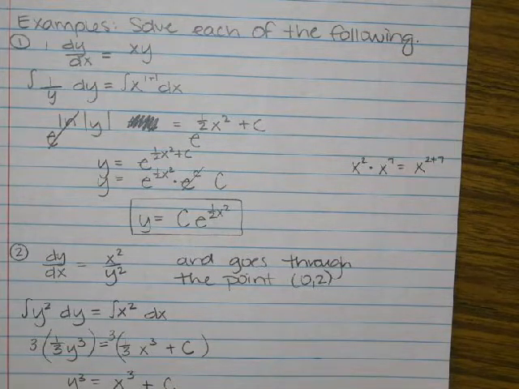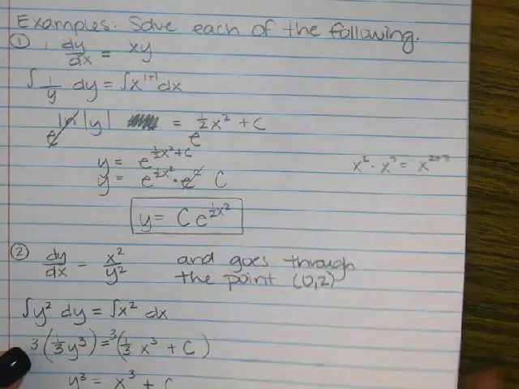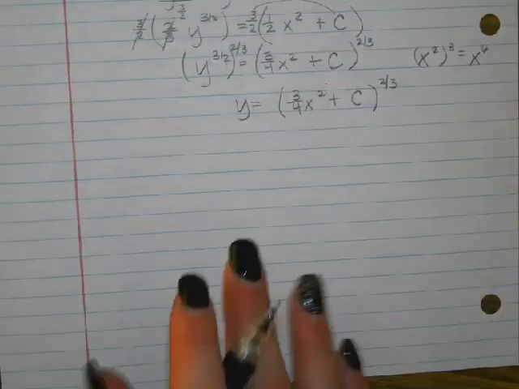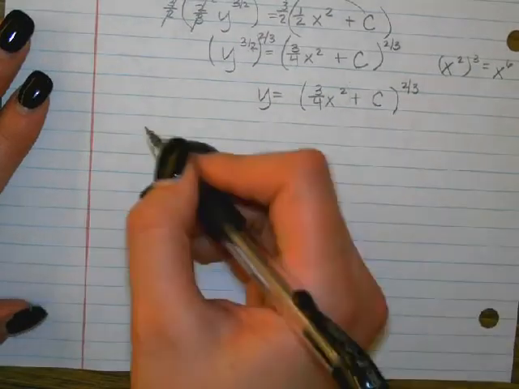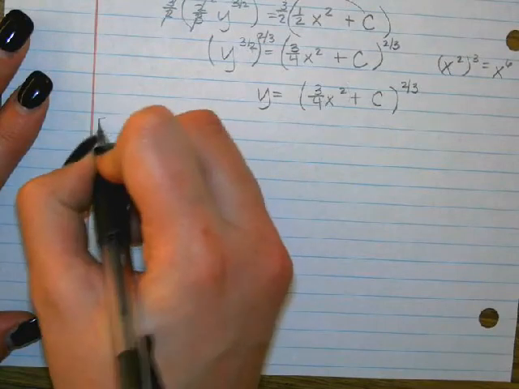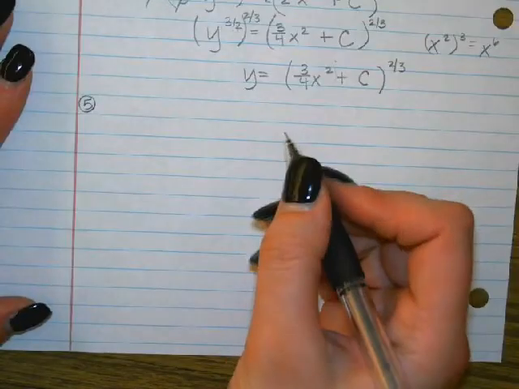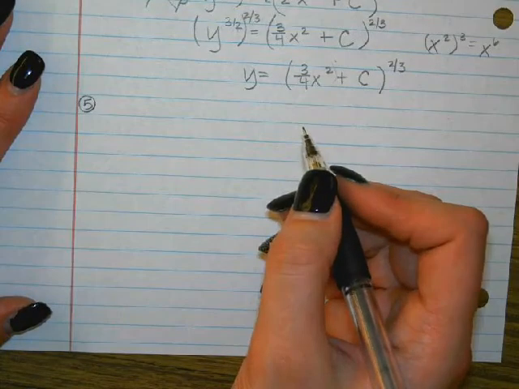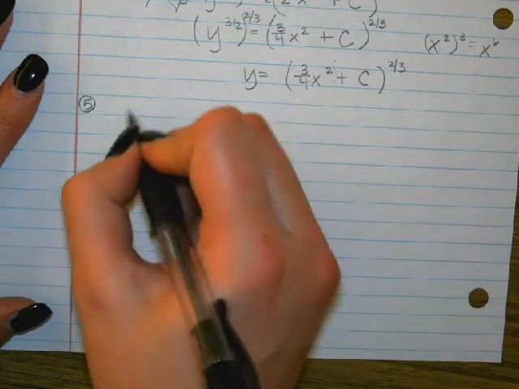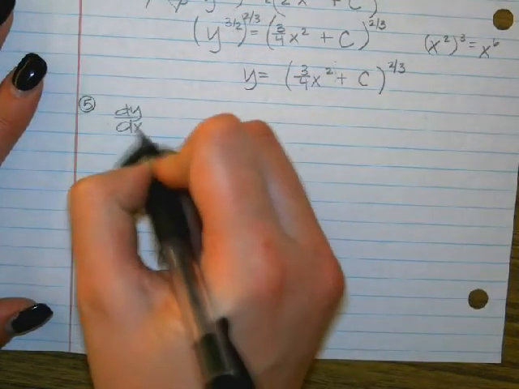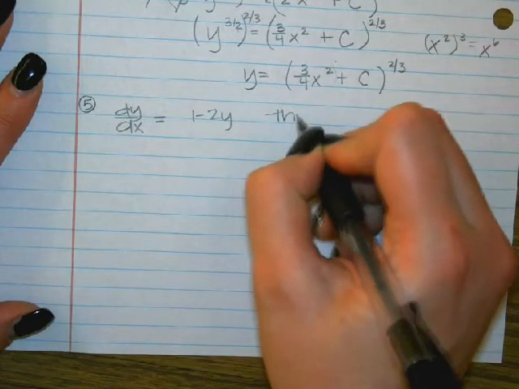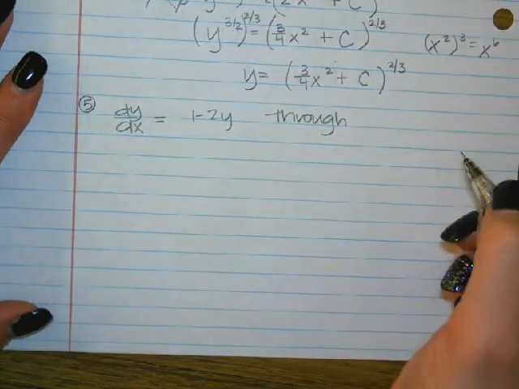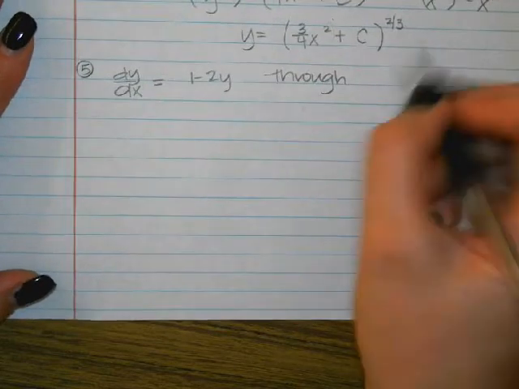I think some of it is intuitive. I just want to make sure that you guys are not getting confused on when that is. One more example, and then we're going to call it good. So this one, we're going to do another one that has a point. So we're going to say dy dx equals 1 minus 2y, and we're going to go through the point 0, 2.